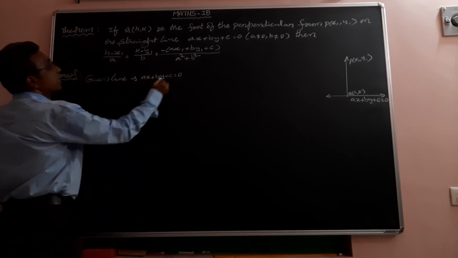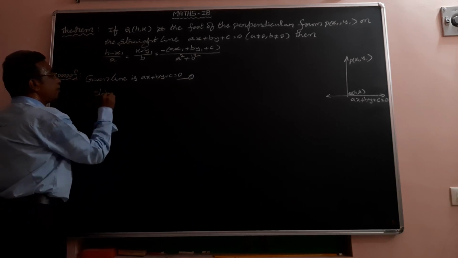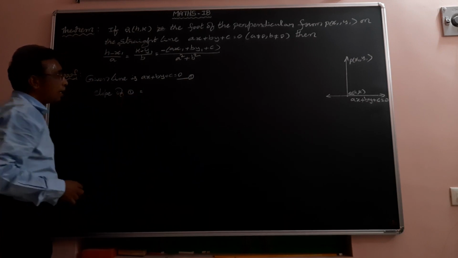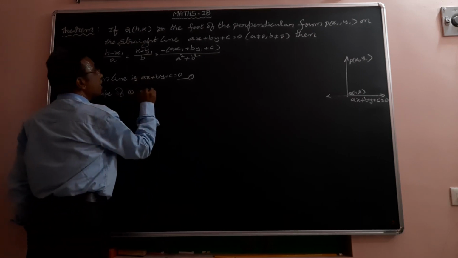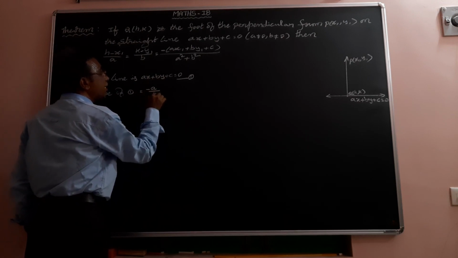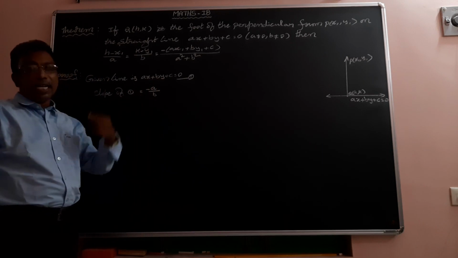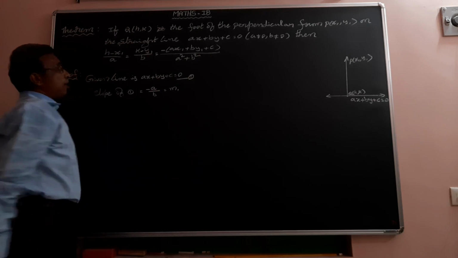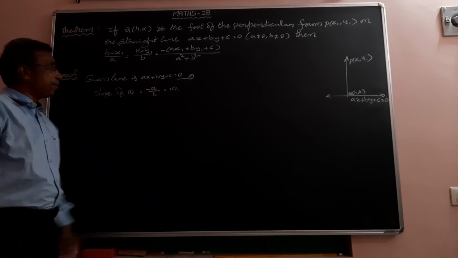Slope of, this is equation 1. Slope of the line equal to minus x coefficient by y coefficient. The x coefficient is a, the y coefficient is b. Slope of the given line is minus a by b. Now we denote the slope as m. The first line slope is m1.